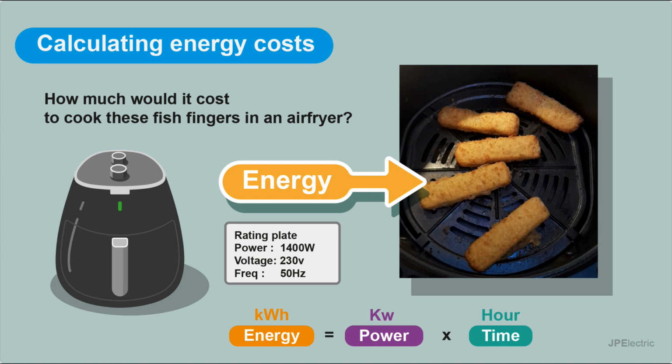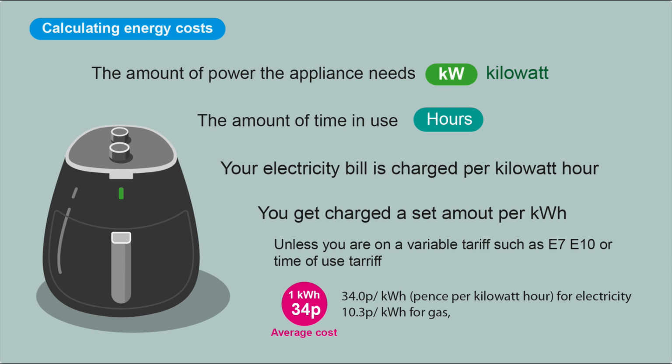Working out the cost of an appliance, we need to know how much energy is put into cooking those fish fingers. So we need to know the power and how long that power's been on for. The amount of power is measured in kilowatts. The amount of time in use is measured in hours. Because your electricity bill is charged per kilowatt hour, you generally get charged a set amount per kilowatt hour. You'll find that number on your electricity bill.